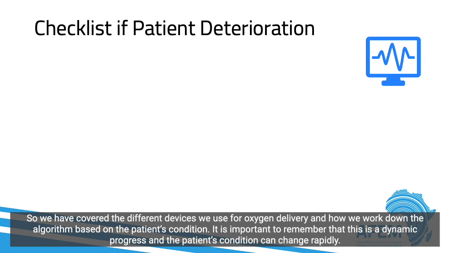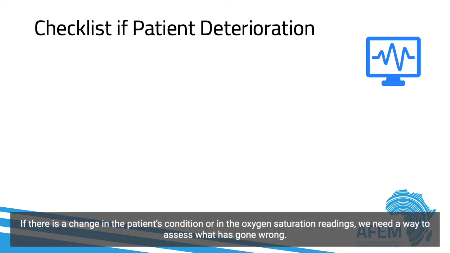So we have covered the different devices we use for oxygen delivery and how we work down the algorithm based on the patient's condition. It is important to remember that this is a dynamic process and the patient's condition can change rapidly. If there is a change in the patient's condition or in the oxygen saturation readings, we need a way to assess what has gone wrong.